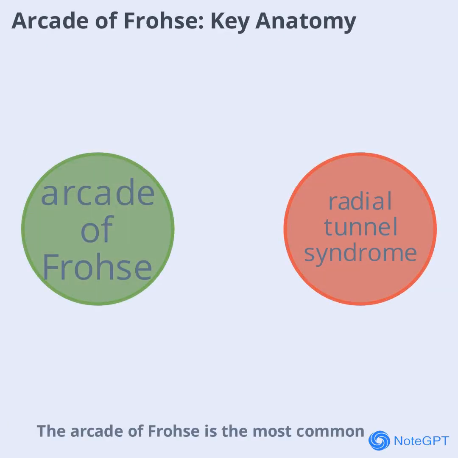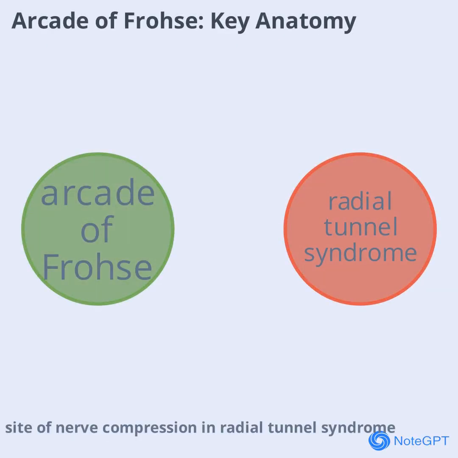The arcade of Frohse is the most common site of nerve compression in radial tunnel syndrome. This structure is the tendinous proximal border of the supinator muscle and lies deep to the extensor carpi radialis brevis. Its anatomical position makes it a frequent culprit in PIN compression, especially when the arcade is unusually tight or thickened. Understanding the relationship between the arcade of Frohse and the PIN is essential for both diagnosis and surgical intervention, as this is where most compressive lesions are found.